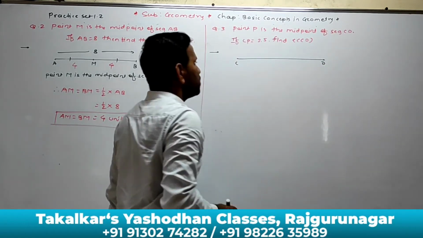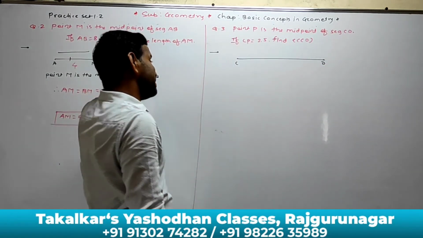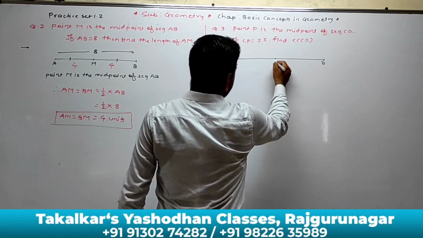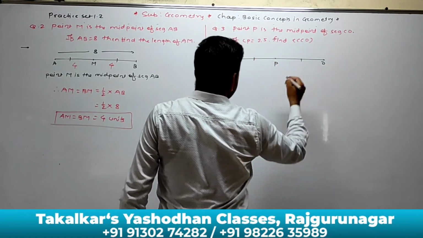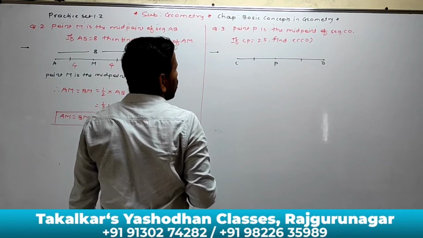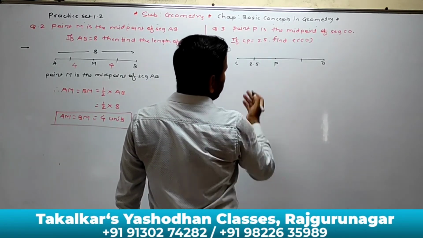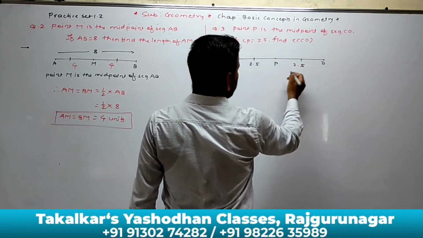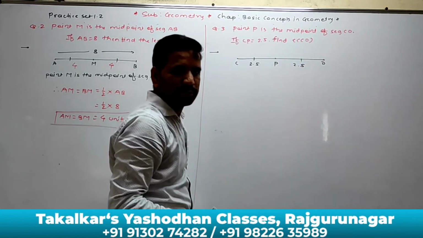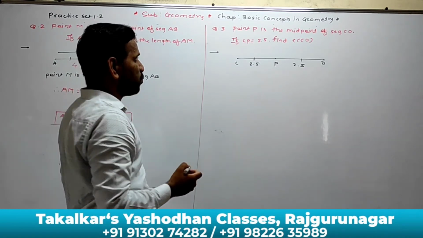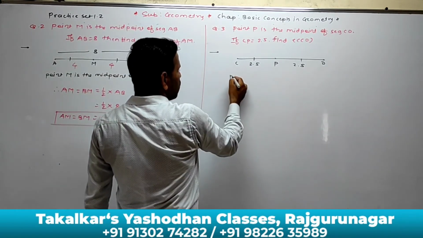CD here. P is the midpoint of segment CD. P is going to be here. So these two segments are equal. Now they say CP is 2.5. So if CP is 2.5, PD will be 2.5, and this CD will be 5. Simple again. So first of all, let's write what they are given.